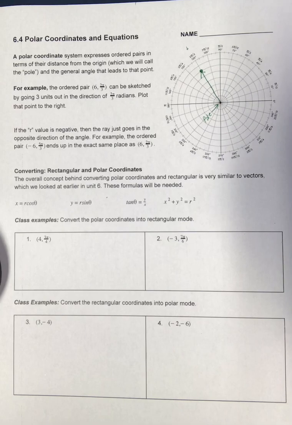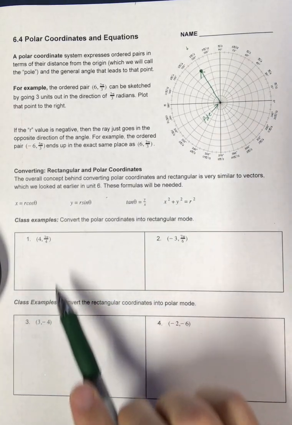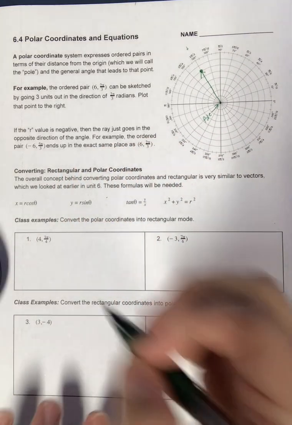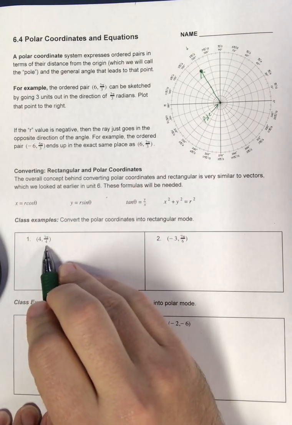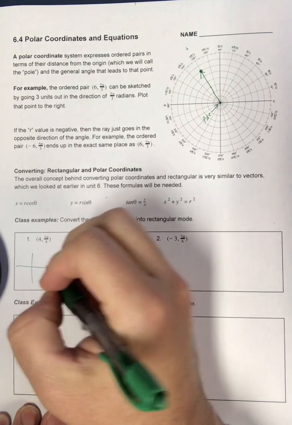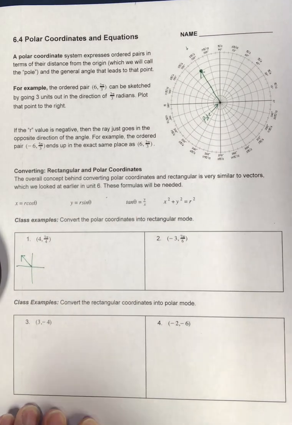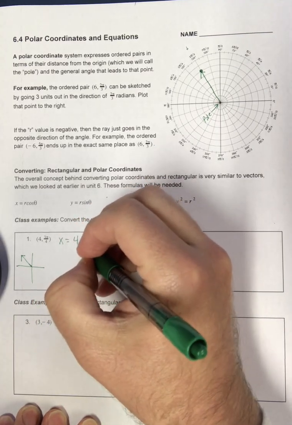Okay, moving on to converting now. We're going to convert from polar into rectangular and then rectangular into polar. And we're going to use those same formulas that we've used in the past. So in this first one, the r is 4, and the theta is 3 pi over 4. So that would be basically that. Let's see if our equations get us something that looks like it should be there.